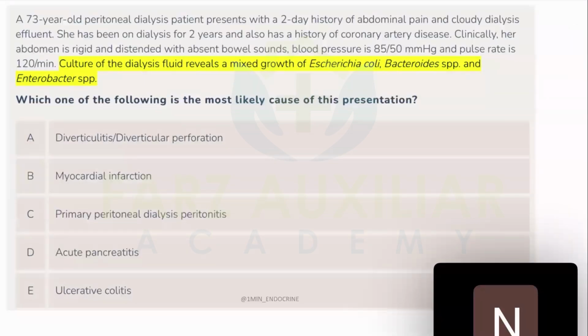Okay, go through this question. I think everybody is going through the question. A 73-year-old peritoneal dialysis patient presented with a 2-day history of abdominal pain and cloudy dialysis effluent. She has been on dialysis for 2 years and also has a history of CAD. Clinically, her abdomen is rigid and distended with absent bowel sounds. Blood pressure is 85/50 and pulse rate is 120. Culture of dialysis effluent reveals a mixed growth of these. Which one of the following is the most likely cause?